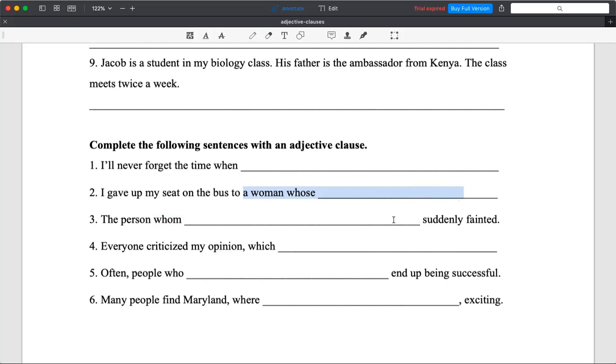Number three. The person whom saw the giant tarantula suddenly fainted. In this case, I don't say whom in your sentence number three, Fiona. I would say who, because you're talking about the person. If you want to use whom, you should use an object case. Your sentence is a subject case. Try again. Number two and three, try again, Fiona.